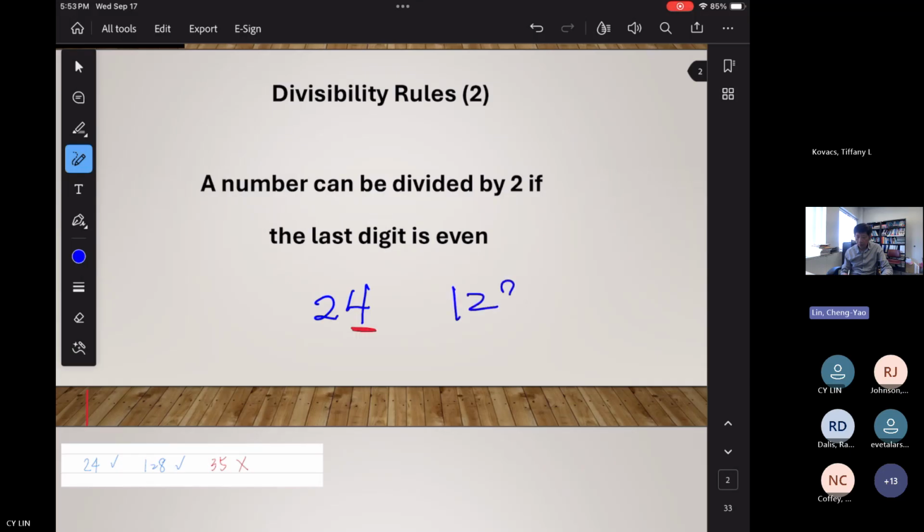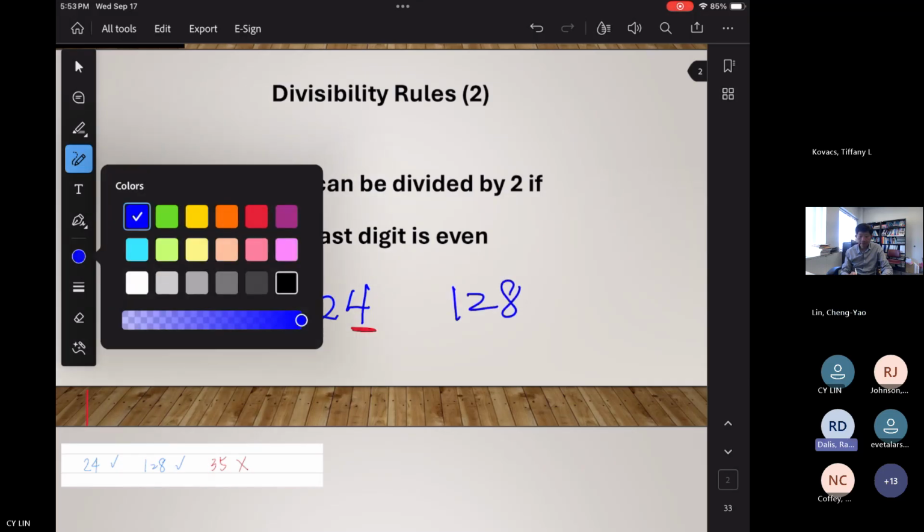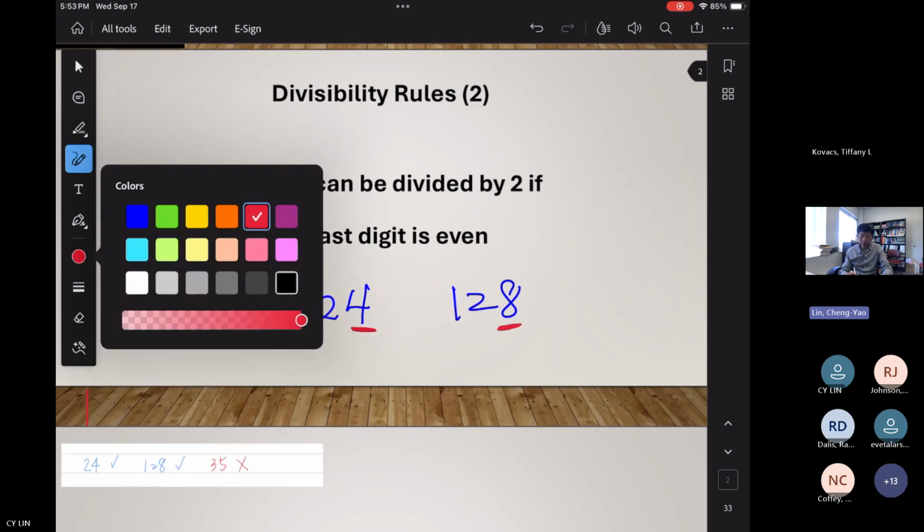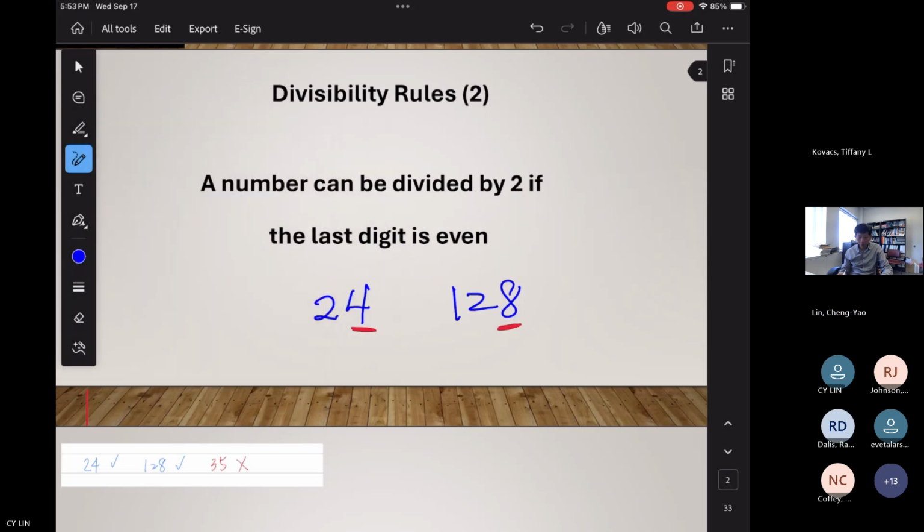How about 128, yes or no? Yes, because the last digit is 8. Is it divisible by 2? What about 35, yes or no? No, because the last digit is not an even number, right?